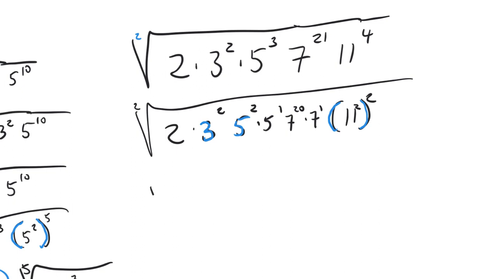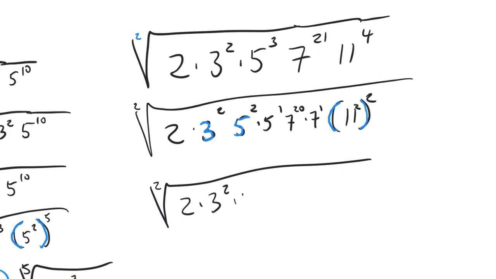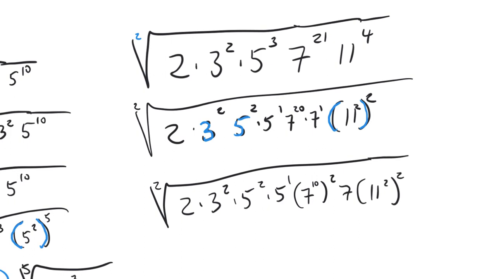So what that means is on the next pass, I could say 2 times 3 squared times 5 squared times an extra 5 to the first power times, instead of writing 7 to the 20th, I can write 7 to the 10th power raised to the second power, right? Because you can split that exponent to, in a sense, force it to have a 2 on the outside. And that's going to be times 7. And then we have times 11 squared squared. So looking at who gets out of jail, this 3 gets out of jail, this 5 gets out of jail, this entire number gets out of jail, and this entire number gets out of jail.